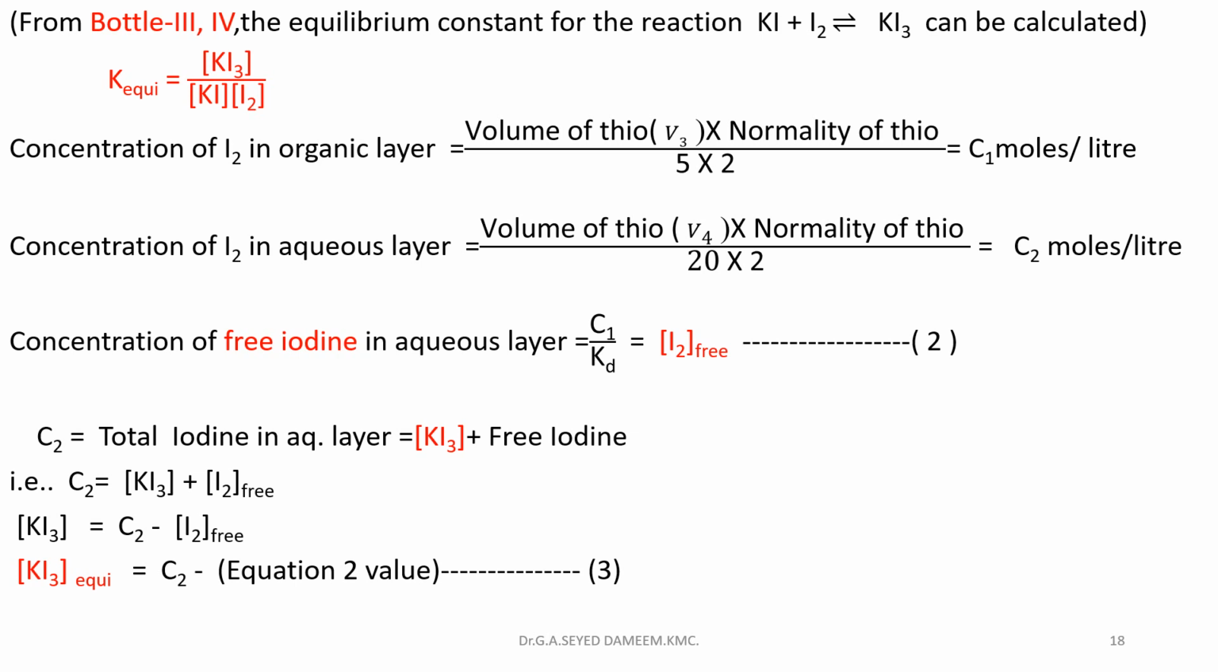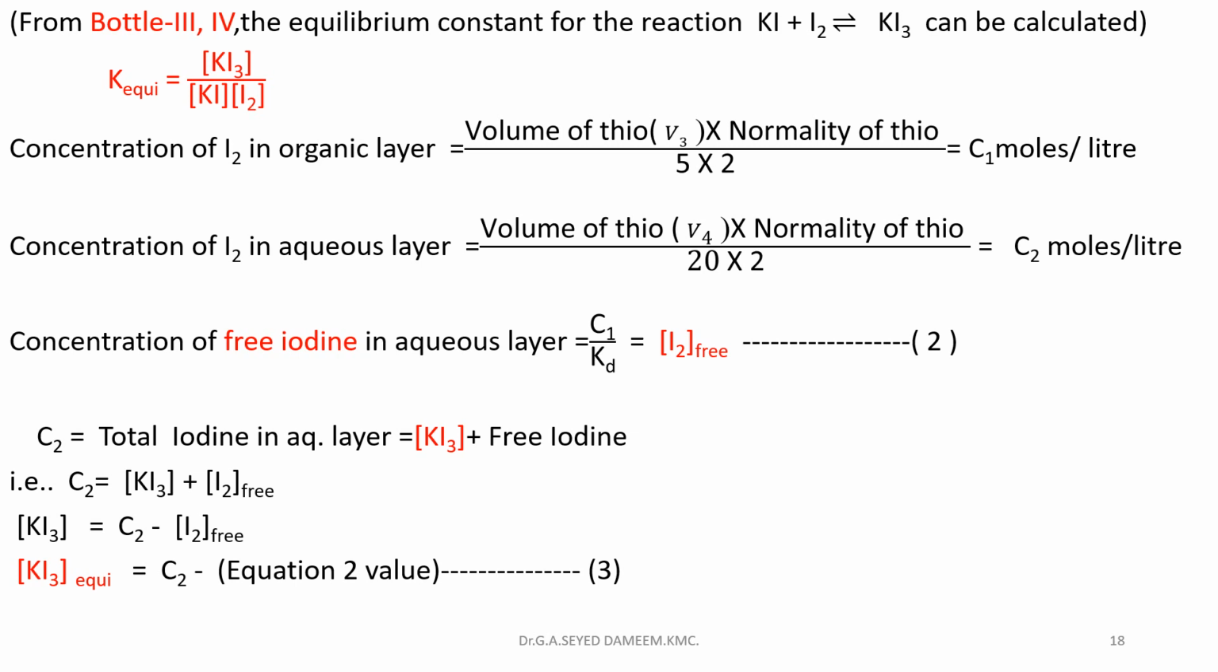Now let the concentration of iodine in the organic layer be C1 moles per liter, and the concentration of iodine in the aqueous layer be C2 moles per liter. The concentration of free iodine in the aqueous layer, that is, iodine free after attaining equilibrium, is given by C1 divided by KD. By substituting the values of C1 and KD, we can calculate the concentration of free iodine, that is the concentration of iodine at equilibrium. Let this be equation 2.